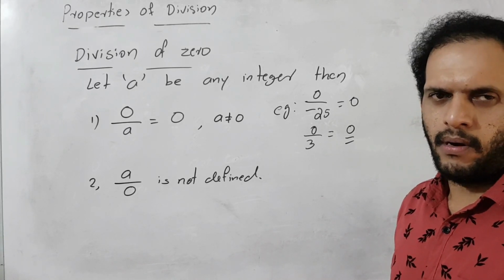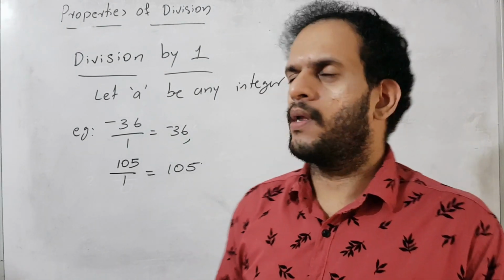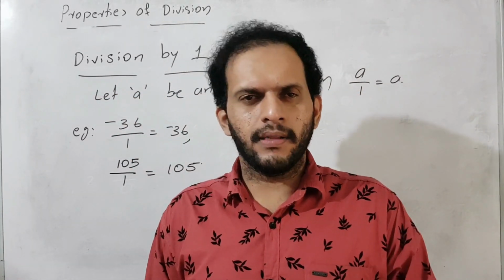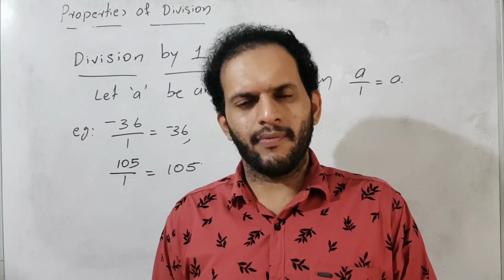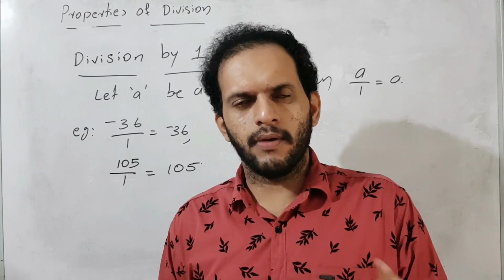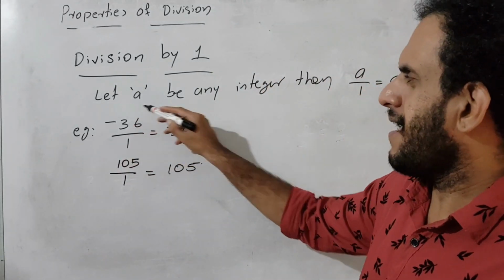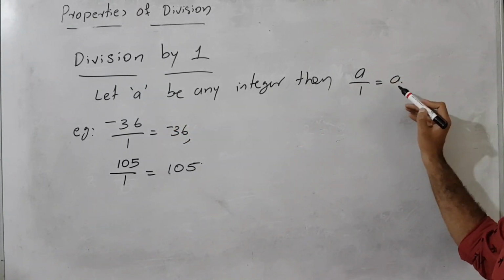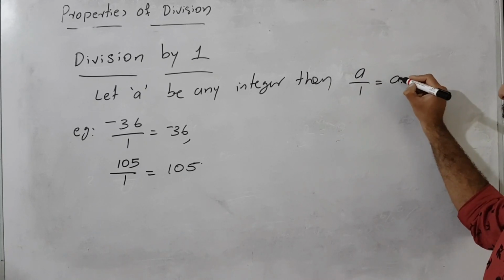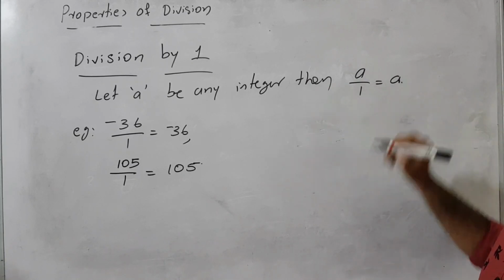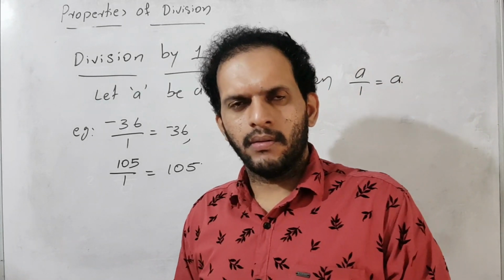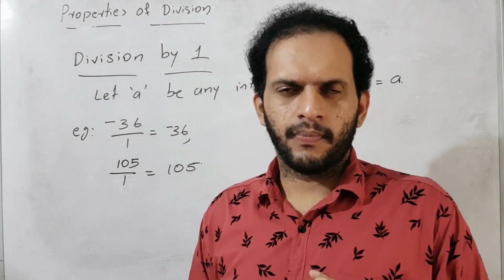Okay, clear? And the last one is division by 1. We know the idea, we already learned it in the case of whole numbers. Here we are discussing it in the case of integers. That is the only difference. Let a be any integer, then a divided by 1 is equal to a. That means if we divide any integer by 1, we get the same answer.